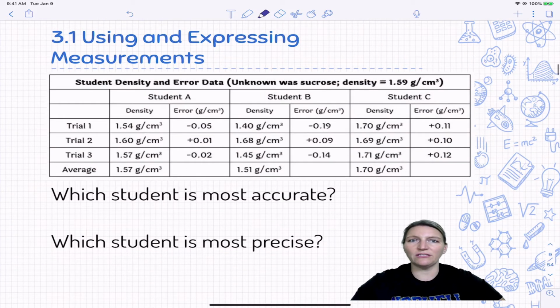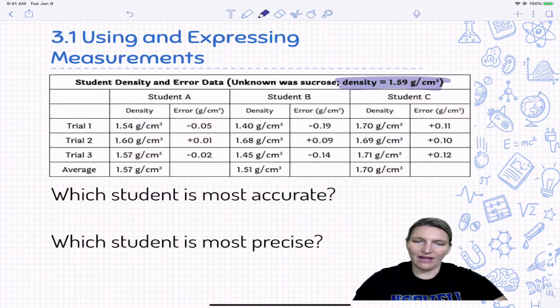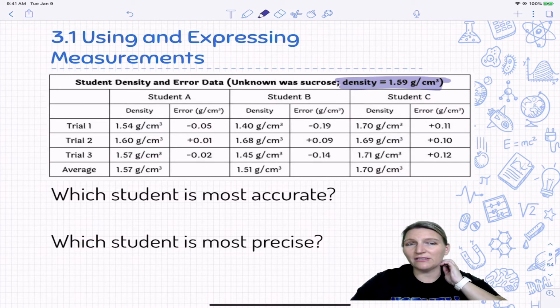So now let's put that to use by looking at some sample data. So this is the data of an experiment where students were asked to find the density of sucrose. And the right answer for the density of sucrose is 1.59 grams per centimeter cubed. So then you look at student A, and notice that each student did these experiments 3 times, so we can describe the precision of them. So we have student A, student B, and student C.